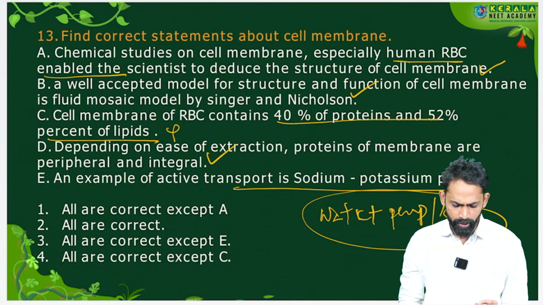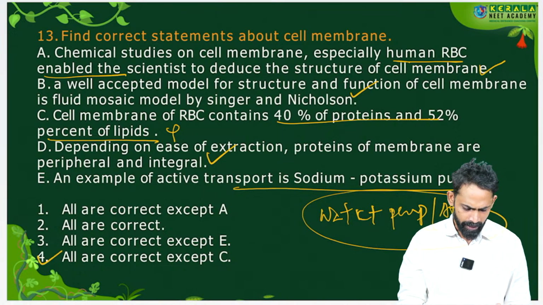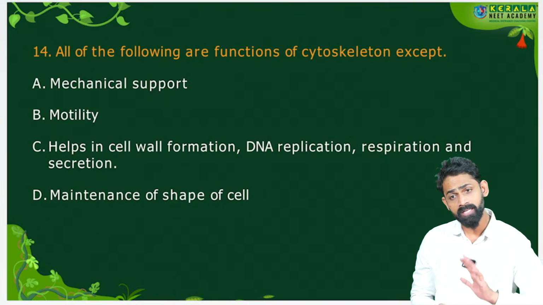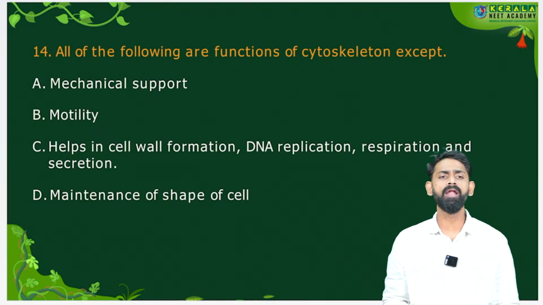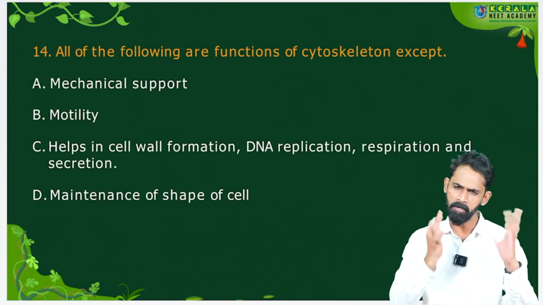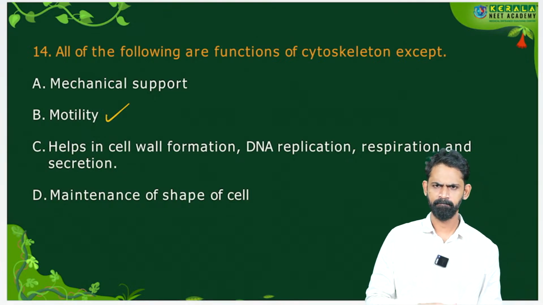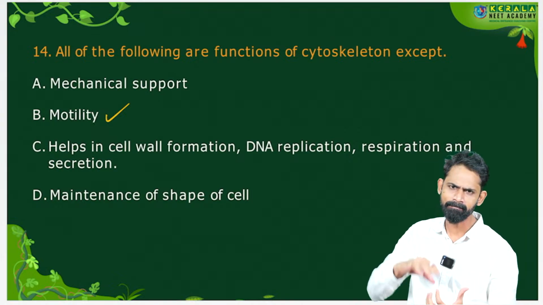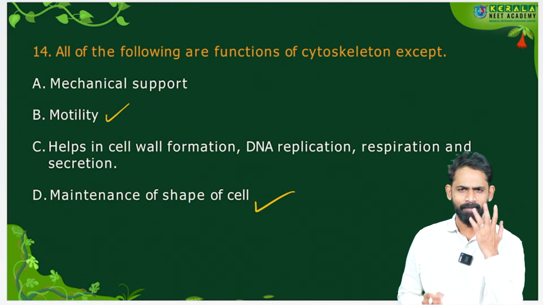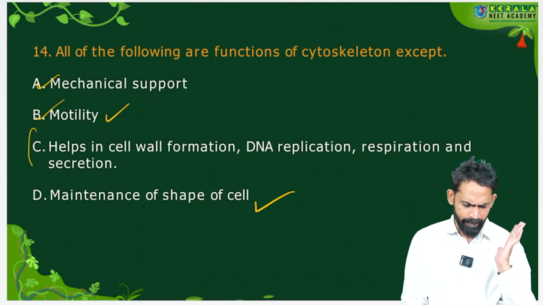So I am going forward. In this one all are correct except C. The next one: this type of question is possible to ask in a simple way. All of the following are functions of the cytoskeleton except mechanical support to the cell. Motility, cytoplasm movement, that is called cyclosis, a vital property of the cell. Maintenance of the shape of the cell is also related to mechanical support. So A, B, C are functions of the cytoskeleton, don't neglect. I am going for option C.